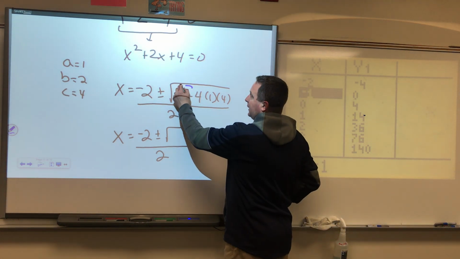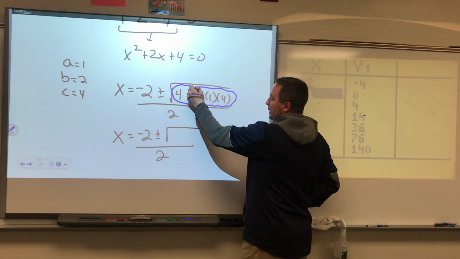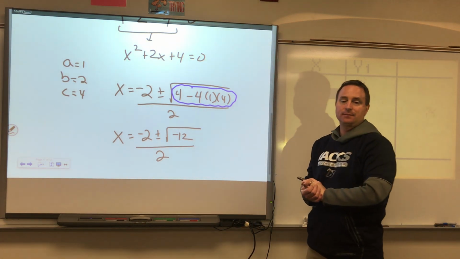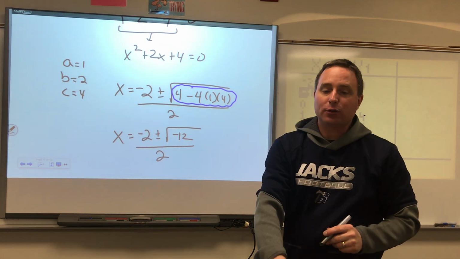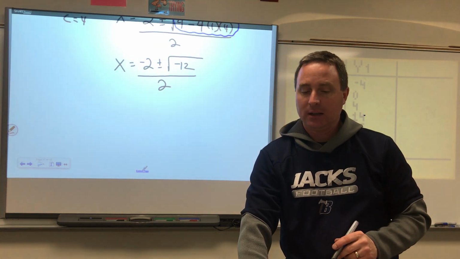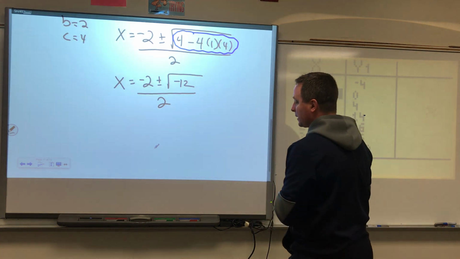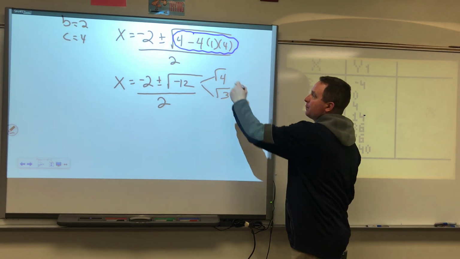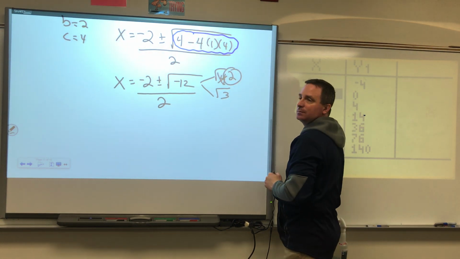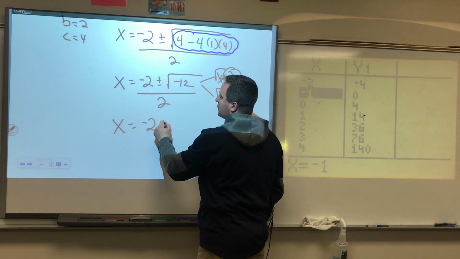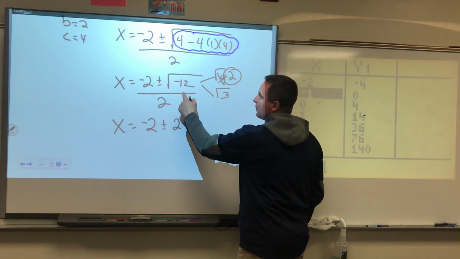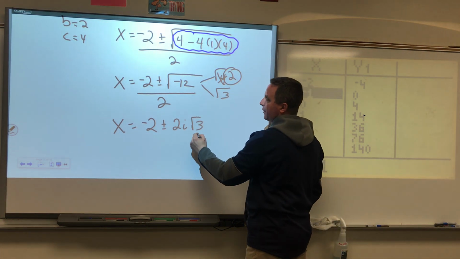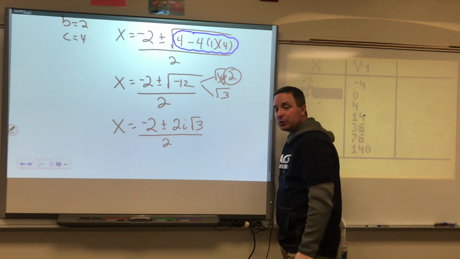If you were to use your calculator, or maybe in your head, this is 4 minus 16 turns into -12. Now negative 12 is not a perfect square, but it can be simplified. We can break it apart. And if you look at your factor sheet, 4 and 3 are the two factors we're going to use, and that turns into a 2. So negative 2 plus or minus 2, and because it's negative 12, we're going to have an i in there, with the square root of 3, all over 2.